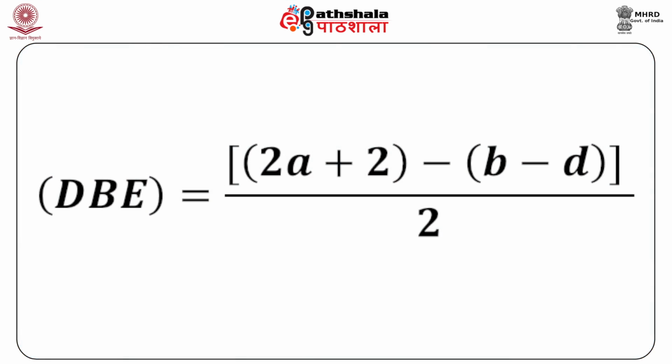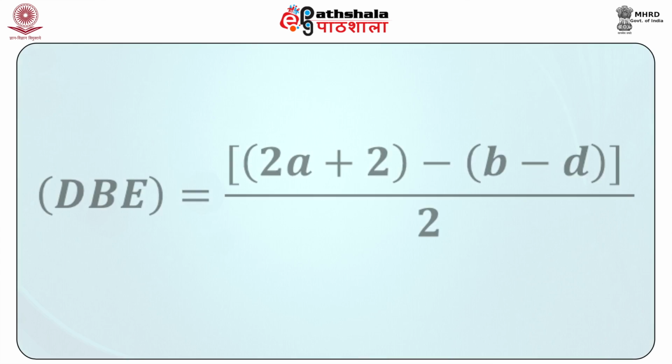Now how do you calculate DBE or double bond equivalents? The formula for DBE is: [(2A + 2) − (B − D)] divided by 2. Now here students, A is the number of carbon atoms, B is hydrogen or monovalent atoms, D is nitrogen.